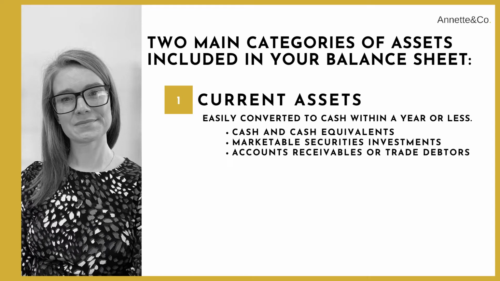Accounts receivables or trade debtors, money that your clients owe you for the services that will be paid in the short term. Inventory or stock for businesses that sell goods. Inventory also includes finished products and raw materials. And prepaid expenses, things of value that you've already paid for, like your office rent or business insurance.